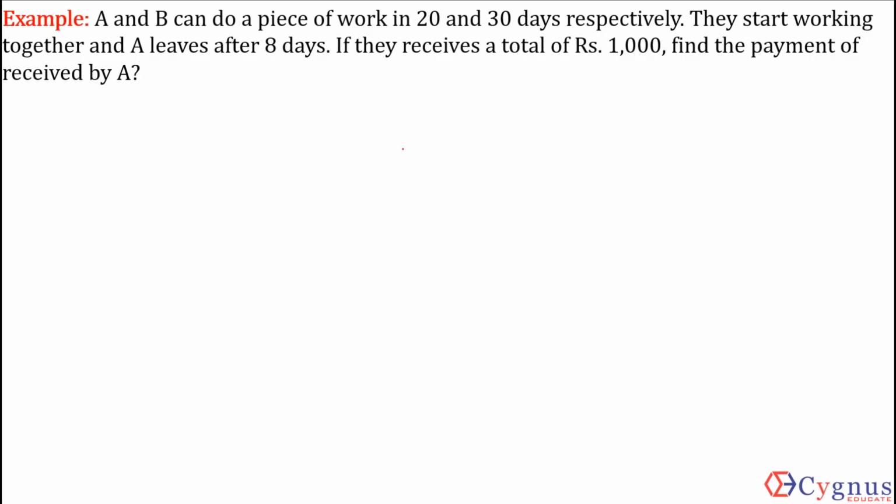A and B can do a piece of work in 20 and 30 days respectively. They start working together and A leaves after 8 days. If they receive a total of 1000, find the payment received by A. We know that the total work is always equal to 1. Let's try to calculate the work done by A. A can do the whole work in 20 days, so 1 day's work of A will be 1 by 20. Since he has worked for only 8 days, his contribution will be 8 by 20, that is 2 by 5. So if A has done 2/5 of the work, definitely B will do the remaining 3/5 of the work.